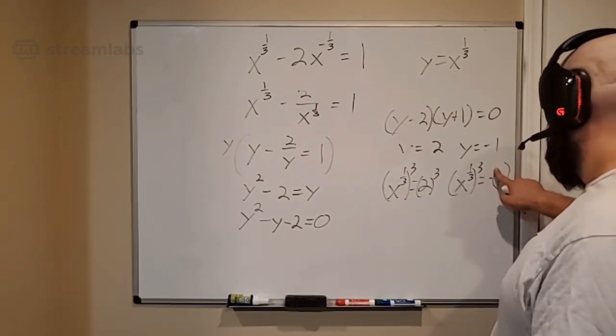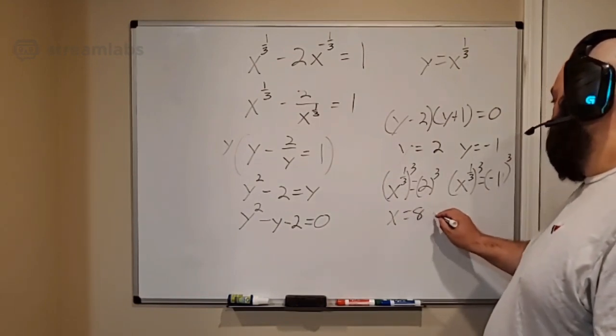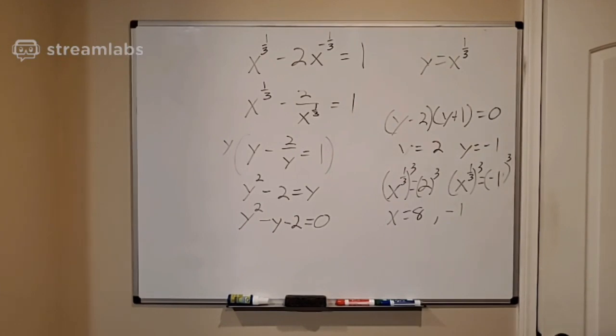So x equals 8, and then negative 1 to the third is negative 1. So 8 and negative 1 are your answers. Any questions on that one?